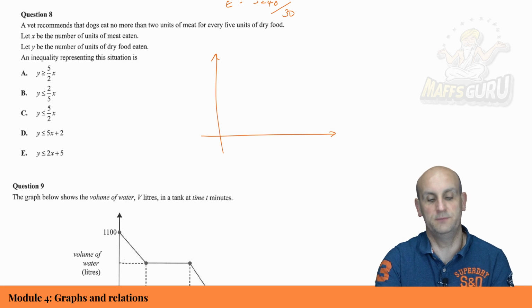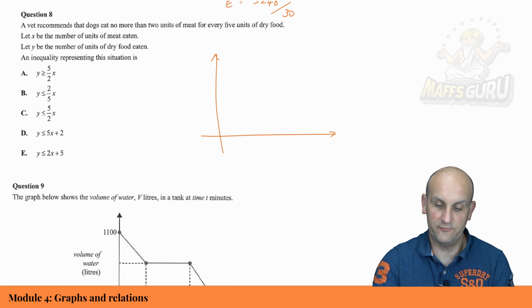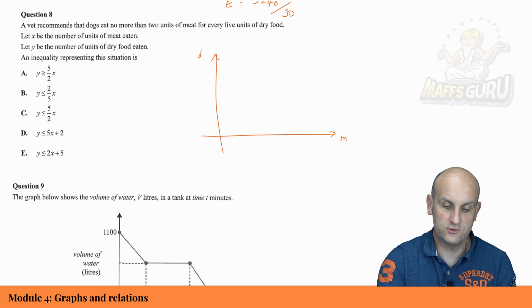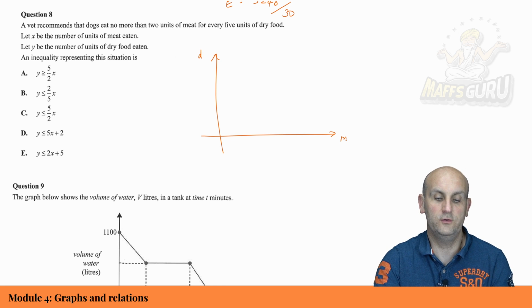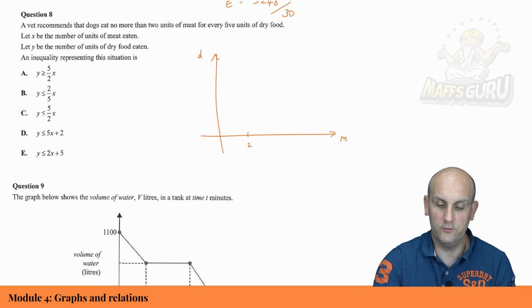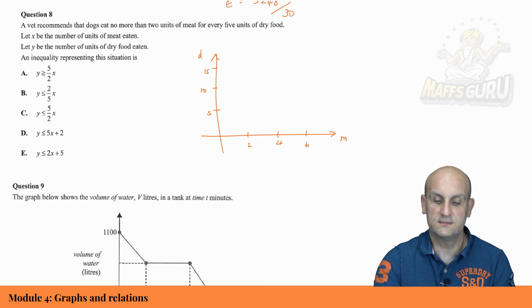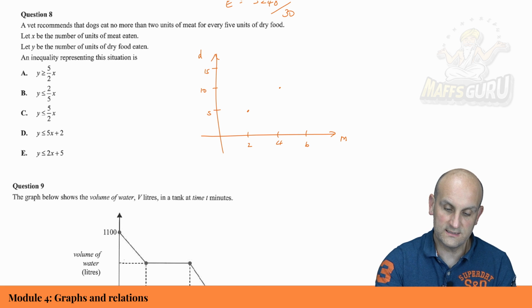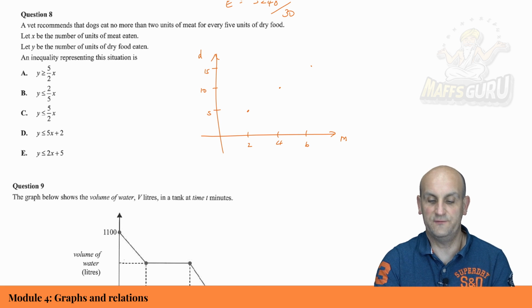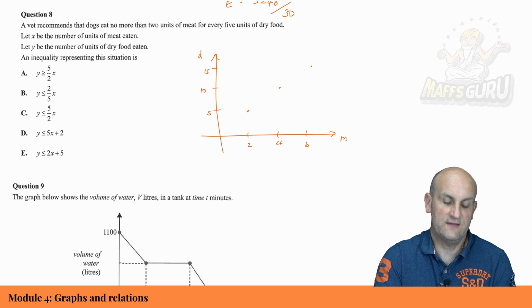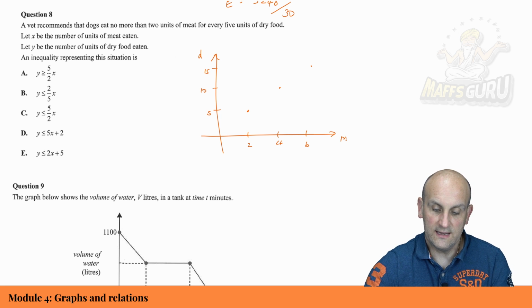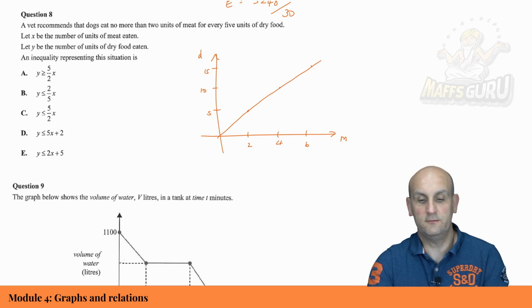Absolutely hate with a passion, but the way I tend to do it is I say, right, well, we know that X is the number of meat and Y is the dry food, and it says no more than 2 units of meat for every 5 dry food. So I go 2, 4, 6, 5, 10, and 15. So I now know that if they have 6 meat, they can have 15 dry food. And when I connect that together, I get a straight line.